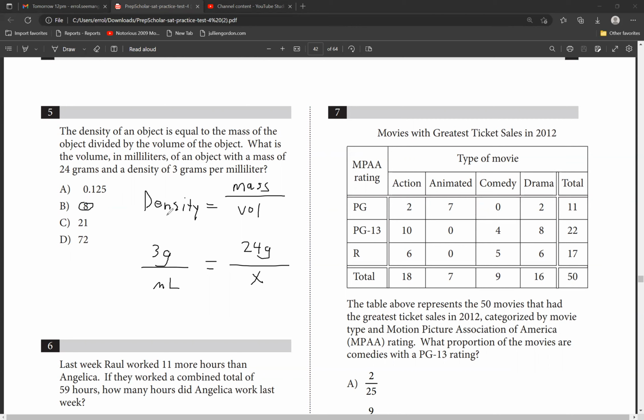The density, yes. So if this was 8 milliliters, that would reduce to 3/1. 3 grams per every 1 milliliter.